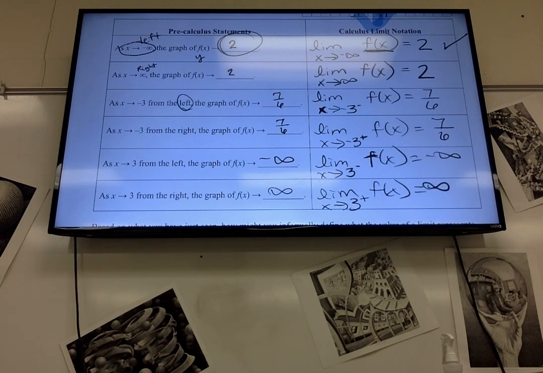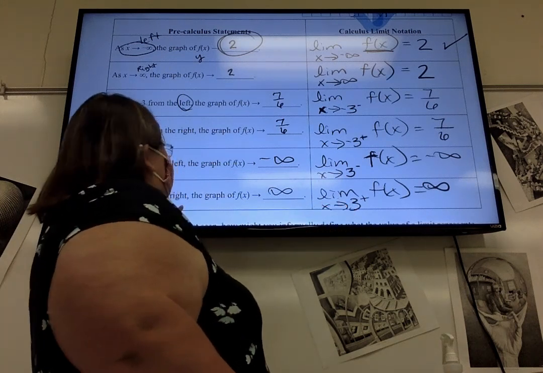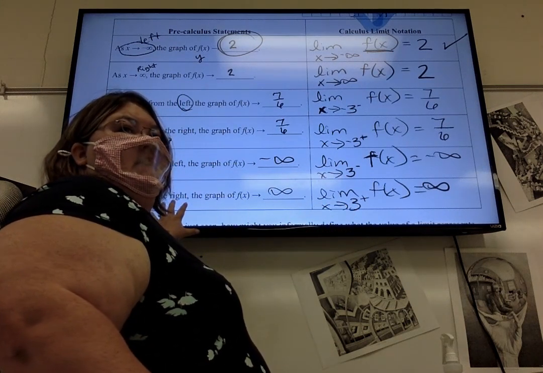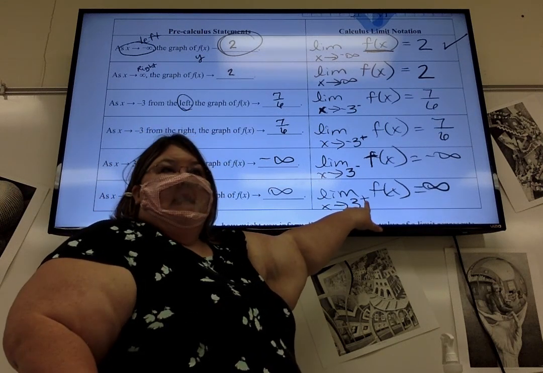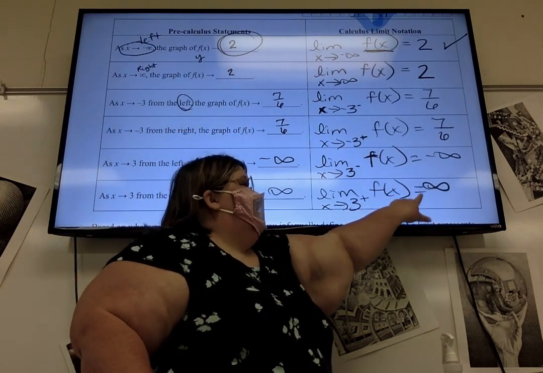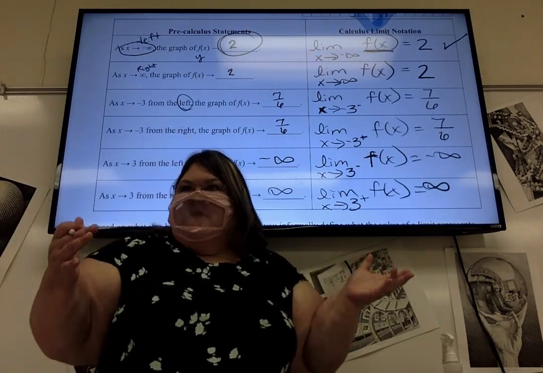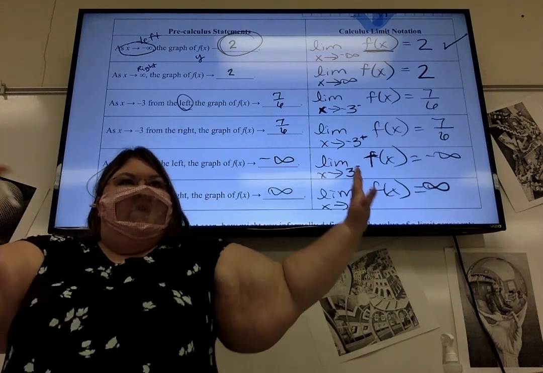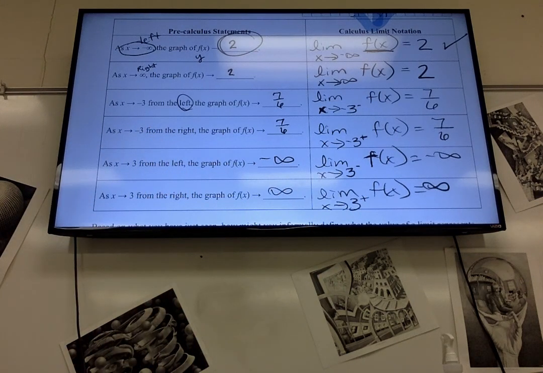Okay, so when we're reading, say this one, we would read it basically as we have it over here. We would read it as limit as x approaches 3 from the right-hand side of f of x equals infinity. So we just did our first limits. Not too bad. All right.